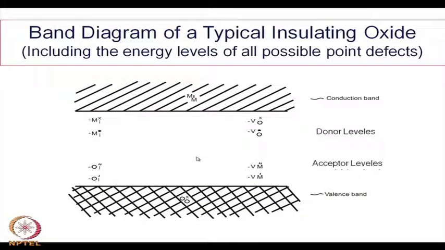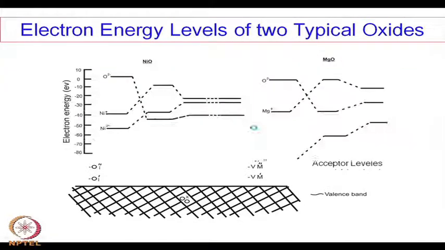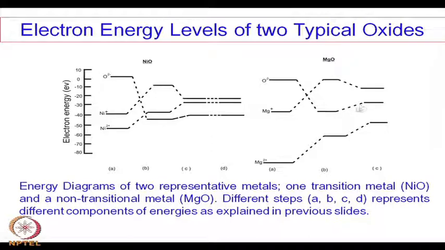With this, we go to, now we are talking about the band diagram of an oxide, as per the earlier designation. So, the band diagram of a typical insulating oxide, including the energy levels of all possible point defects. For example, we have seen an insulating oxide here, so the O2- here and Mg+.